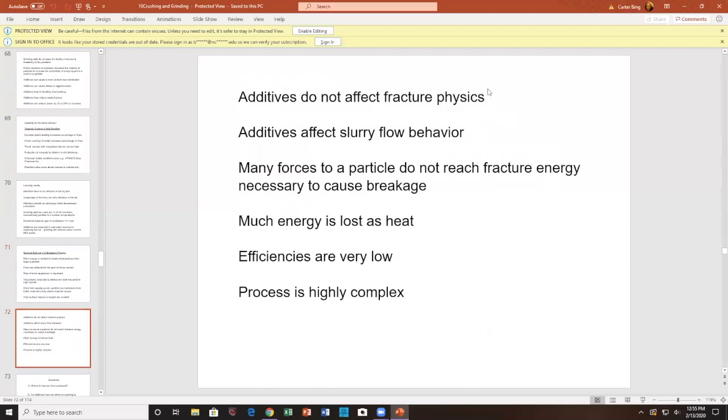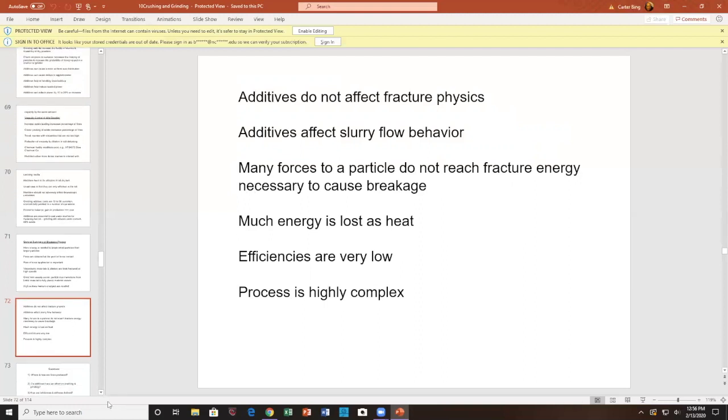Additives do not affect fracture physics. They do affect slurry behavior. Many forces act on a particle that do not reach the fracture energy necessary to cause breakage. Much energy is lost as heat. The efficiencies are very low, 1 or 2%, we were saying. The process is highly complex. So, just some comments there.